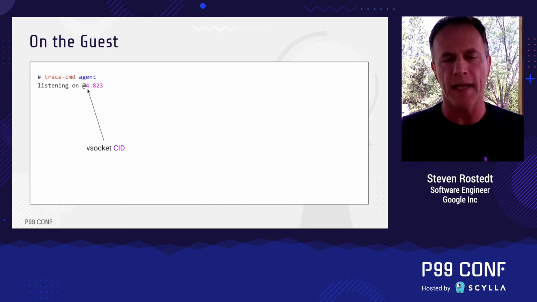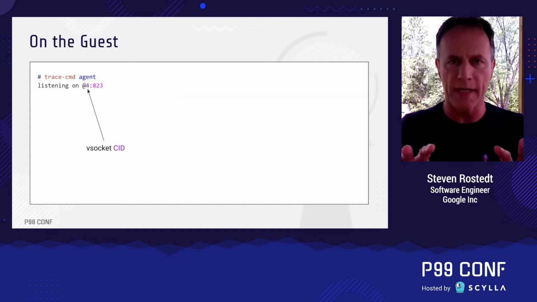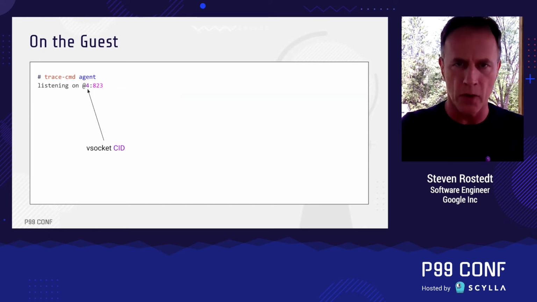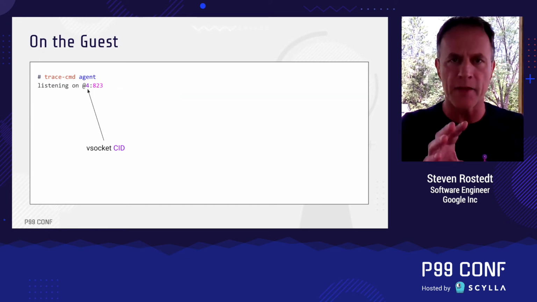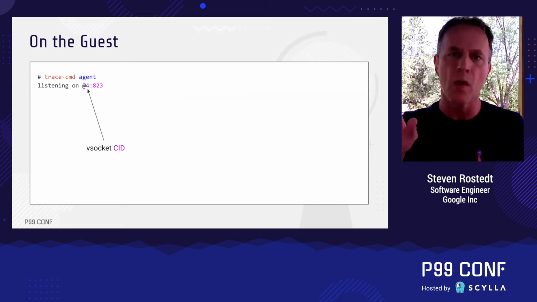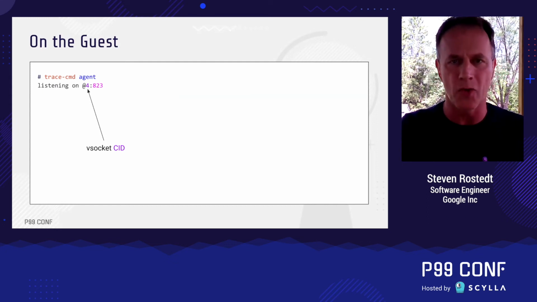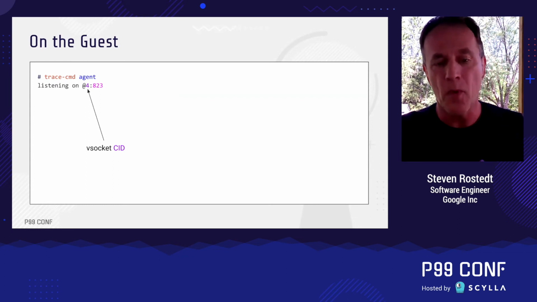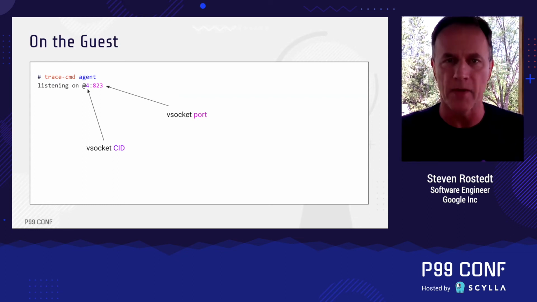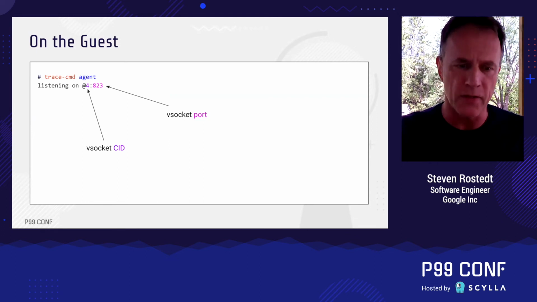These sockets are for guests and the host. The host is assigned a context ID, and each guest will be assigned a context ID. To talk to that guest, you actually have to know its context ID. That's why you need to know what this guest is. That's this number. The port number is just like a port for TCP or UDP on a networking socket. So to connect to a virtual socket, you need the context ID and the port.